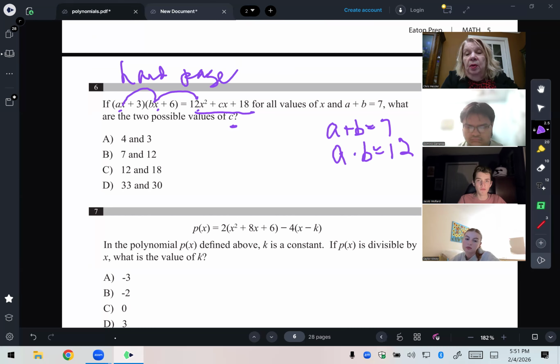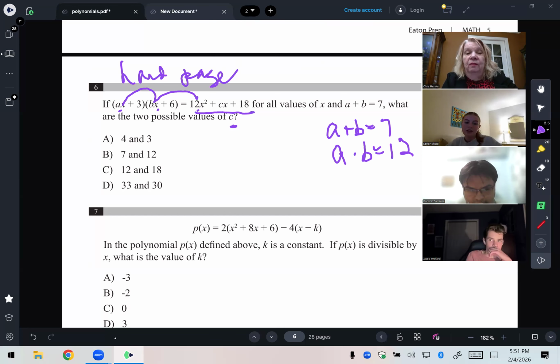So what two numbers added together make 7, multiplied make 12? Anybody want to give me an answer? Everybody's shy. Go ahead, Sailor. 4 and 3. 4 and 3. Thank you, sweetheart.